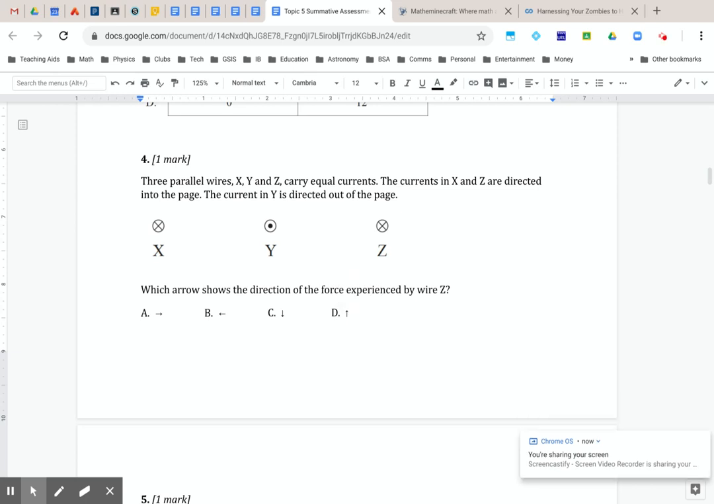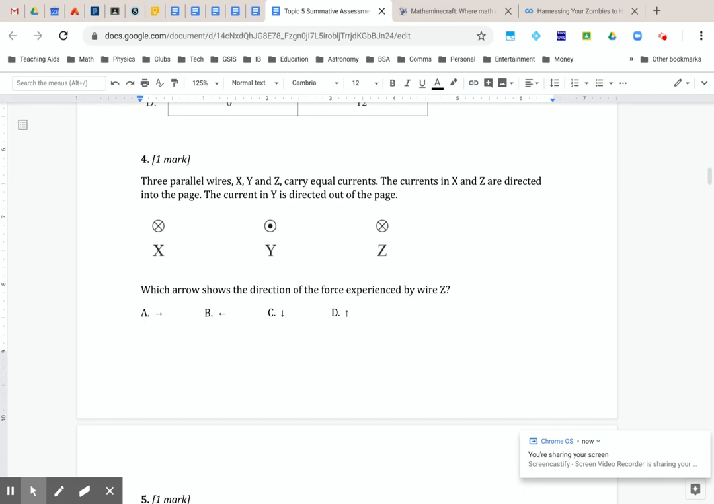Here we have a problem that was on the IB examination, I think in 2018. It is about the forces that a charge carrying wire experiences when in a magnetic field. And those magnetic fields are going to be caused by other wires. So we have three parallel wires, X, Y, and Z, carrying equal currents.